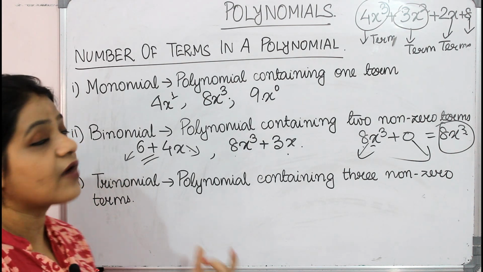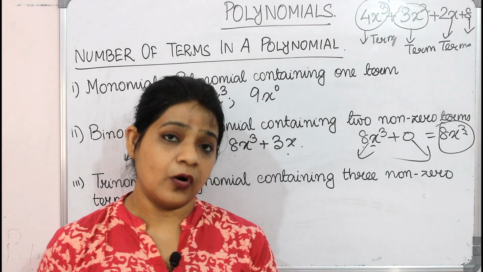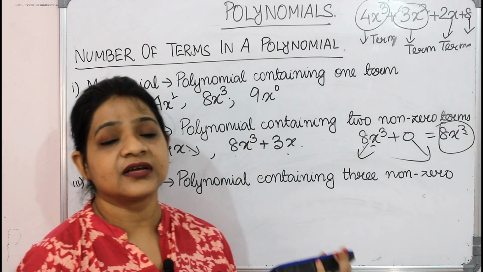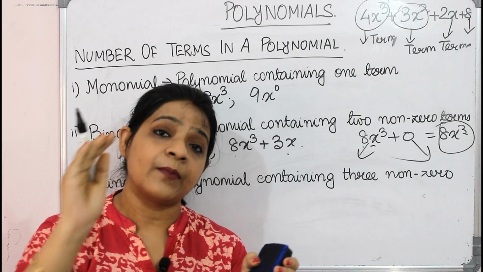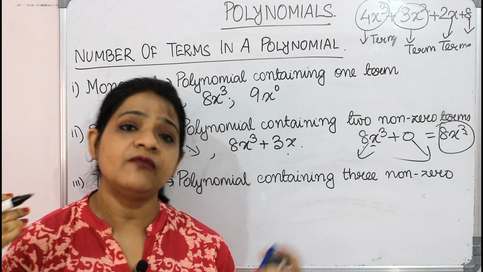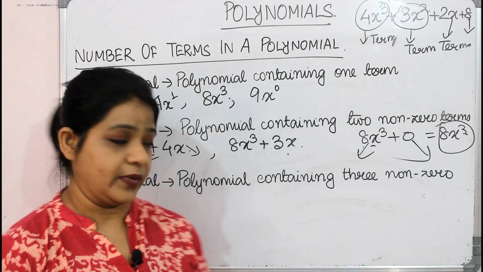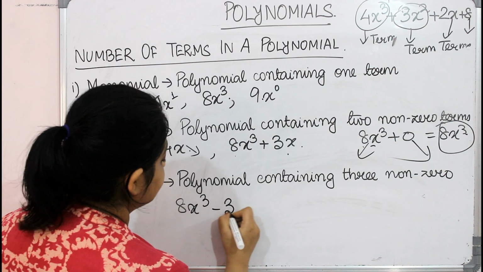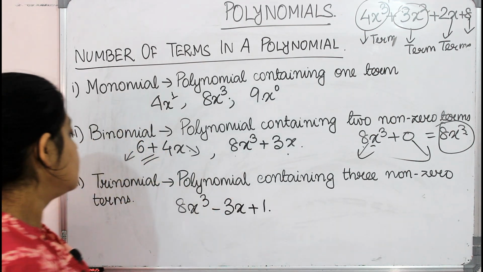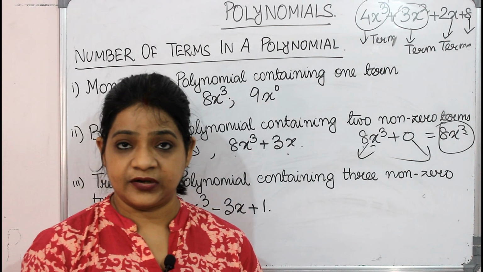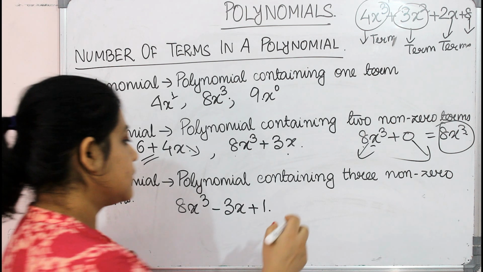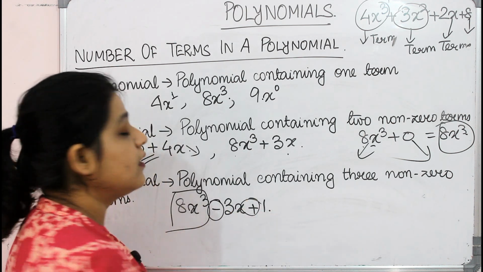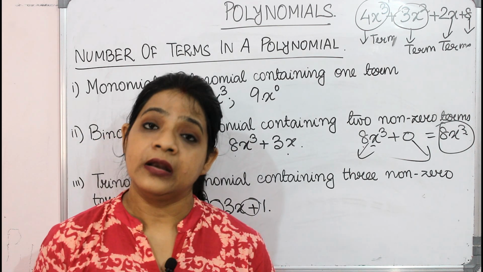Then trinomial. By the word tri, we mean three. Any polynomial that consists of three terms that are separated by positive or negative signs is called a trinomial. For example, 8x cube minus 3x plus 1. So this is a trinomial expression, because there are three terms that are separated by positive or negative signs.